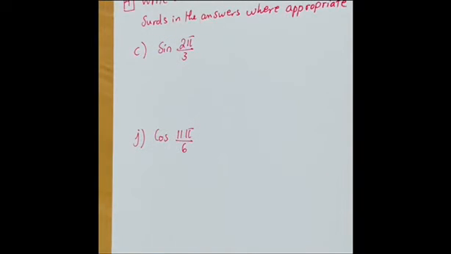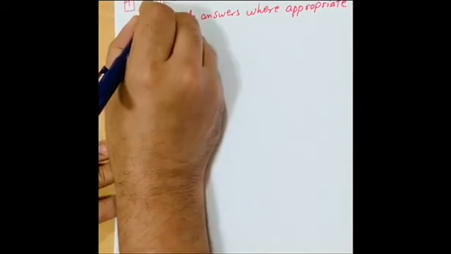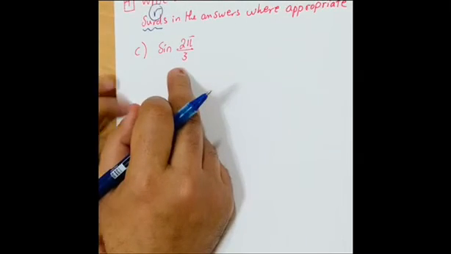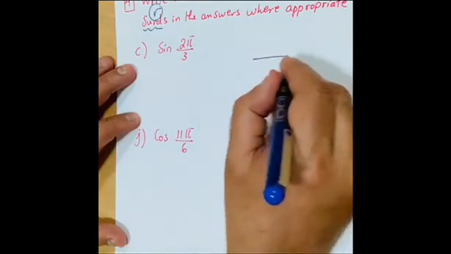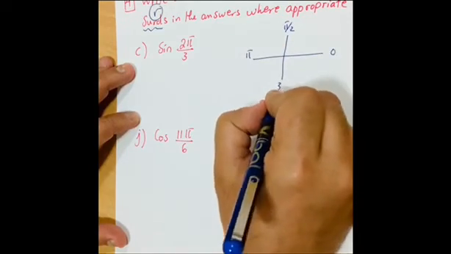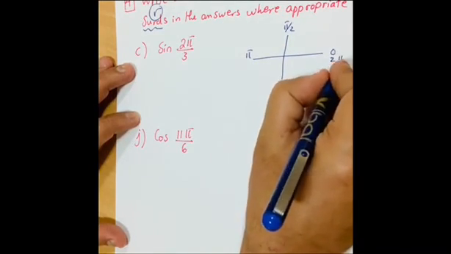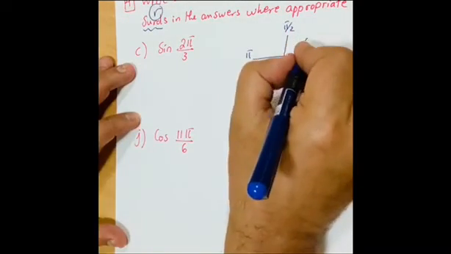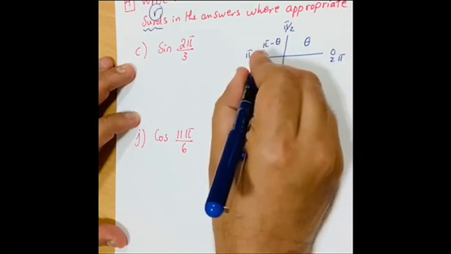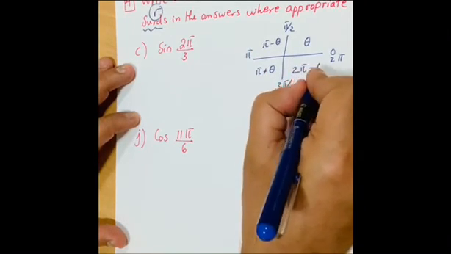Write down, this is question 4, write down the values of these, leaving surds. Surds means root. Leave the answers in surds where appropriate. Basically it's exactly the same idea we did before. Sine of 2 pi over 3, but you have to work in radians. This is 0, pi over 2, pi, 3 pi over 2, and 2 pi. The expressions are theta, pi minus theta, pi plus theta. Remember, pi is 180. And 2 pi minus theta.